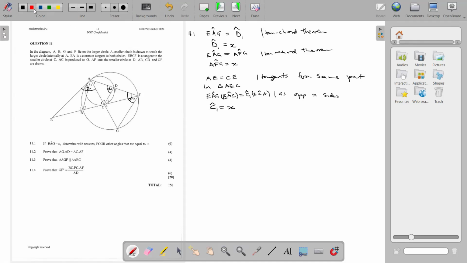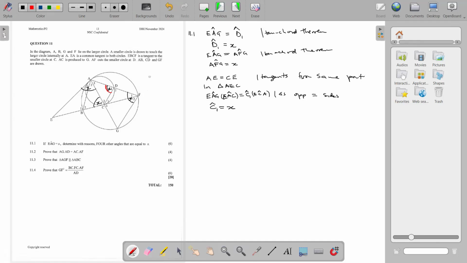Alternatively, we are now saying this angle is X. Let me put that in red. Because we have identified that this angle is X, and it was already obtained that D1 is X, we can just conclude this is a tangent, this is a chord, and the angle in the alternate segment.